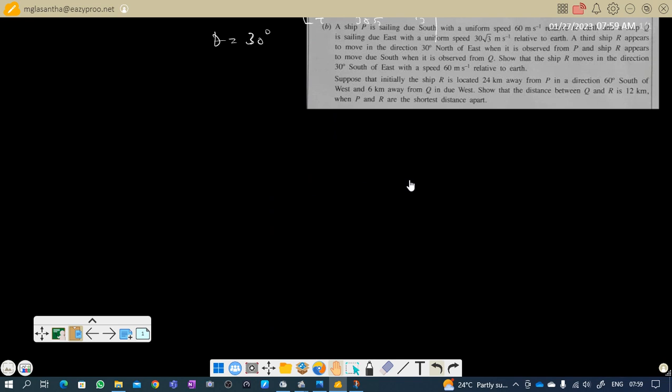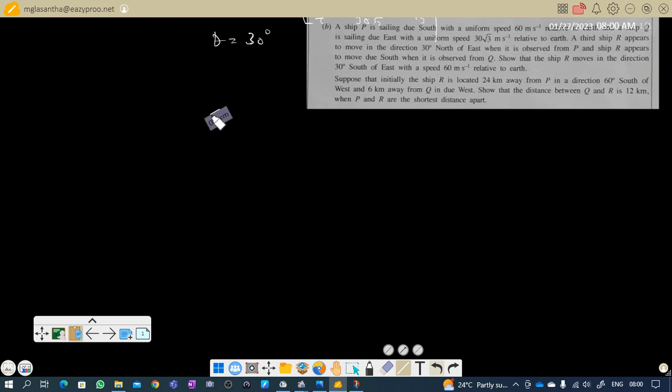Now next part, their positions, initial positions are given. But R and P... R is 24 kilometers away from P, in the direction 60 degrees south of west. South of west.